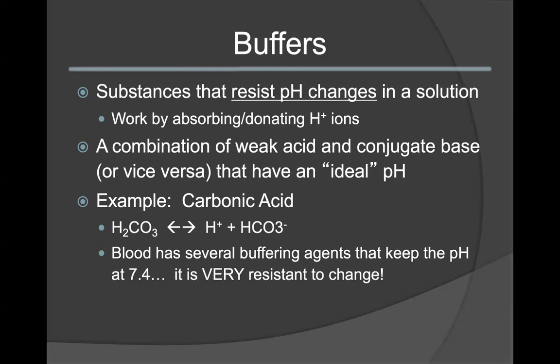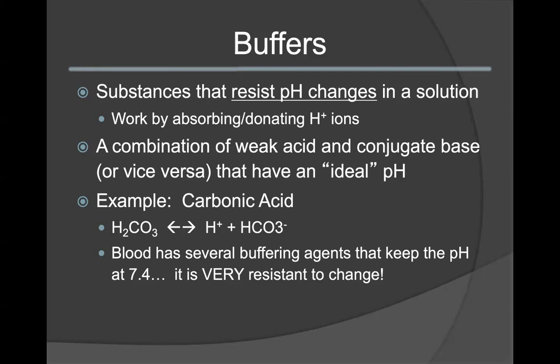So an important biological example of a buffer is H2CO3. We know that H2CO3, or carbonic acid, is a weak acid, so it will not completely dissociate. It will partially dissociate and partially break down in solution to H+ and HCO3-. This is important in blood because this is an important buffering agent. Blood has to be kept within a pH of about 7.4.